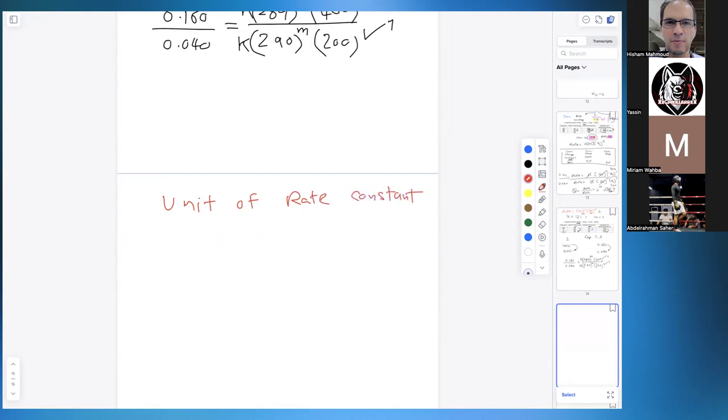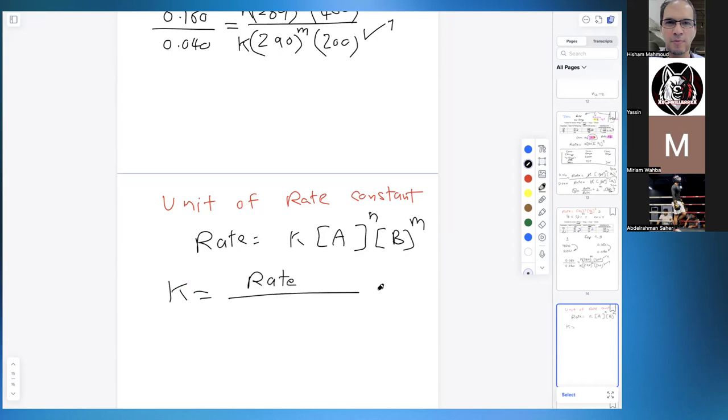The rate constant is K. What is K? You said rate is equal to K multiplied by the concentration of A, which is the first reactant, to the power of N. I don't know what it will be, 0 or 1 or 2, and B to the power of M. I don't know what it will be, 0 or 1 or 2. Okay, can I find K? What is K? K is equal to the rate of the reaction divided by these things.